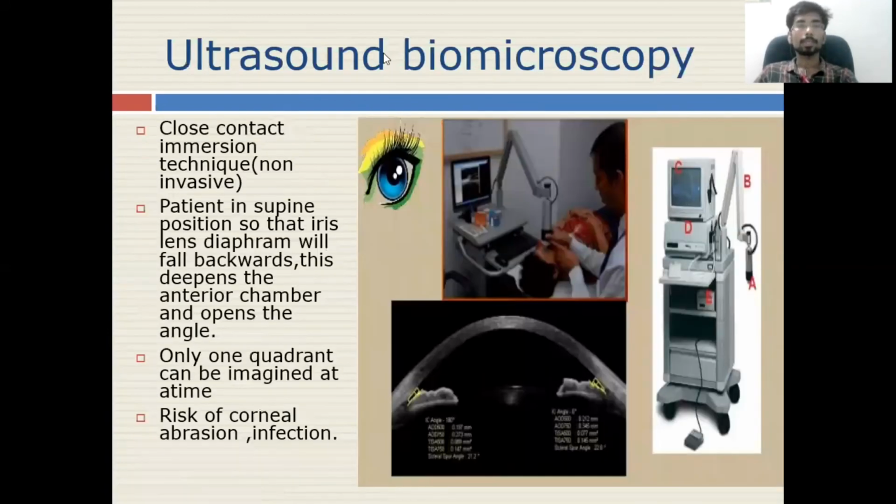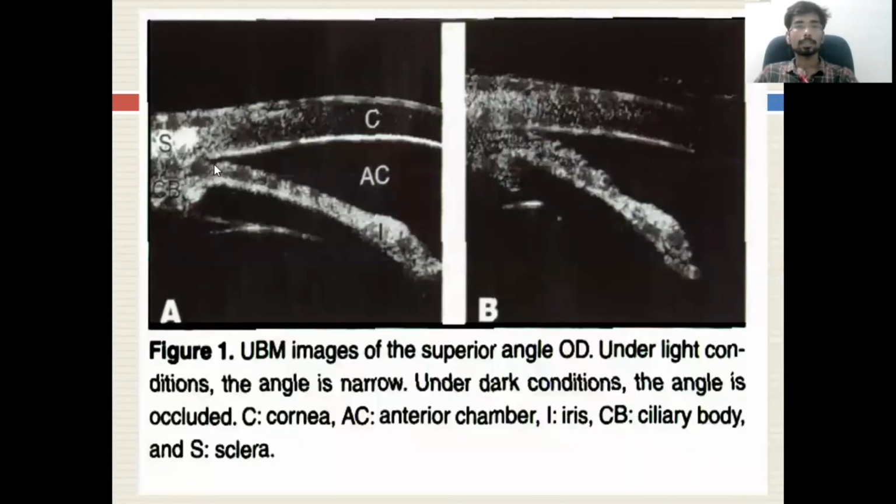Next is ultrasound biomicroscopy. It is a close contact, non-invasive technique. The patient lies in supine position so that the iris lens diaphragm will fall backward and deepen the anterior chamber and open the angle. Only one quadrant can be imaged at a time, and due to contact of the machine, there is risk of corneal abrasion and infection. This ultrasound picture shows that in normal light it is an open angle, whereas dim light precipitates angle closure, so the angle is closed here.